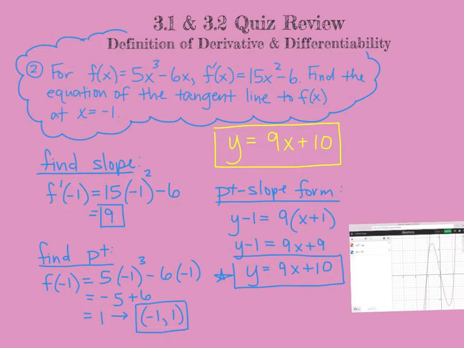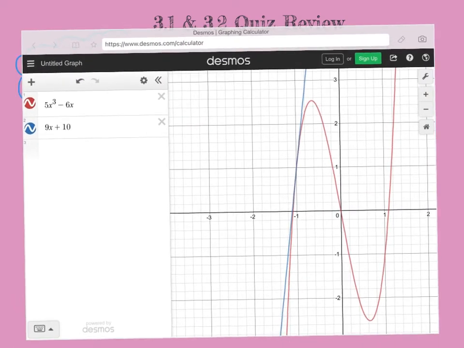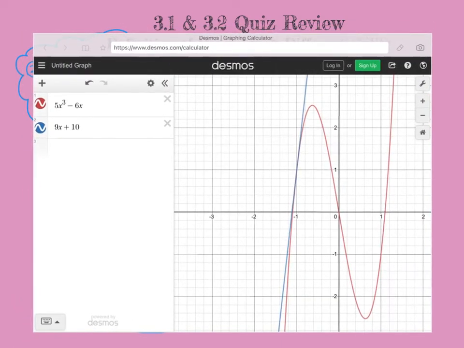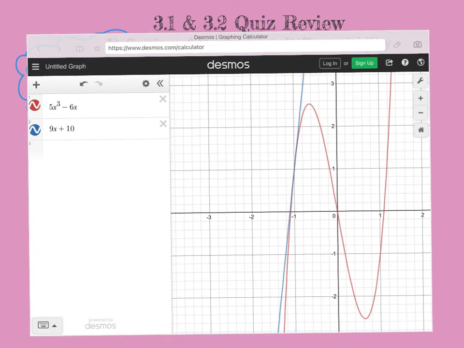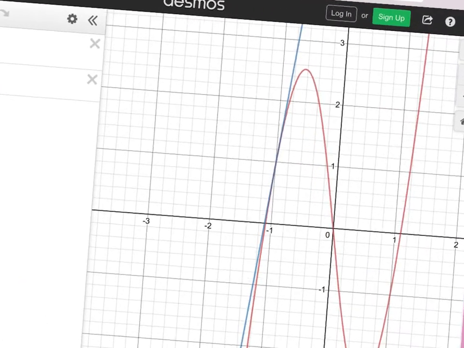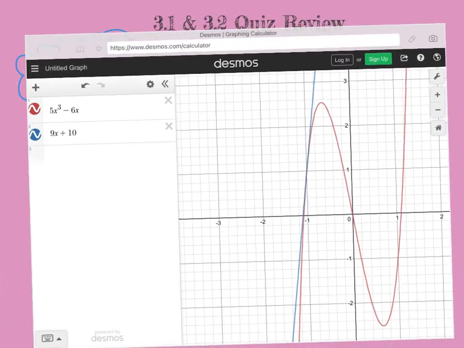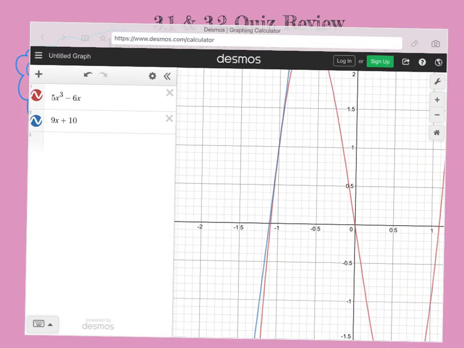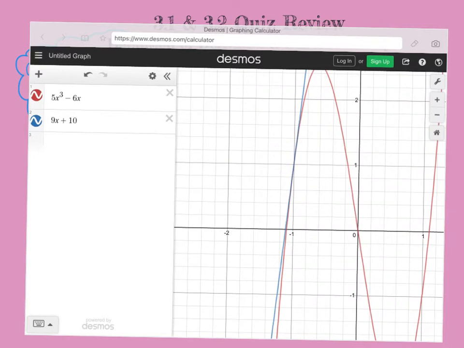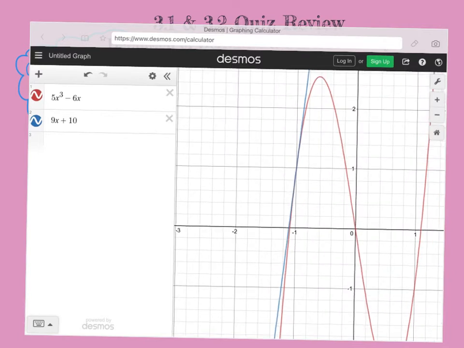I ended up checking this on Desmos because you can always do that, which is really cool. I have our original function in red. It's a cubic function, and then I put its tangent line in blue, it's obviously a line, it's linear, and we can see that the tangent line does represent the instantaneous rate of change when x is -1. It's sometimes a little bit hard to see, but the blue line, our tangent line, does hit the function at the coordinate point -1, 1, right here.